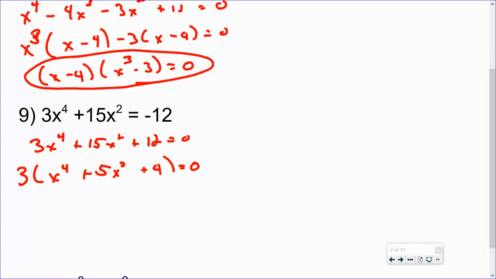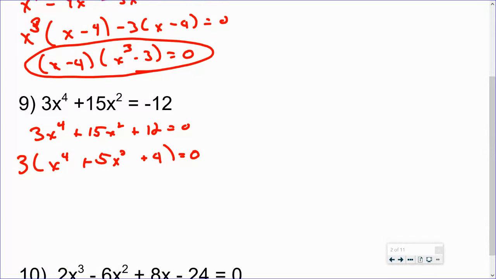Okay, now let's factor this. Now I'll show you what I call the normal way of factoring, because factor by grouping is kind of new to me, but this is how I would do this one. The 3 comes along no matter what, and I'll split the x to the fourth up into 2 different ones. Now what multiplies to make 4 and adds to make 5? Well, 4 and 1.